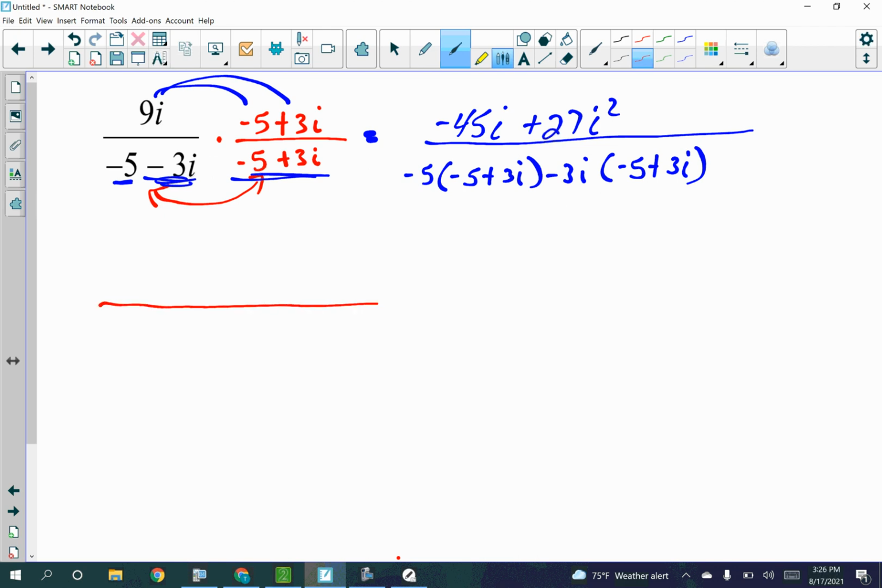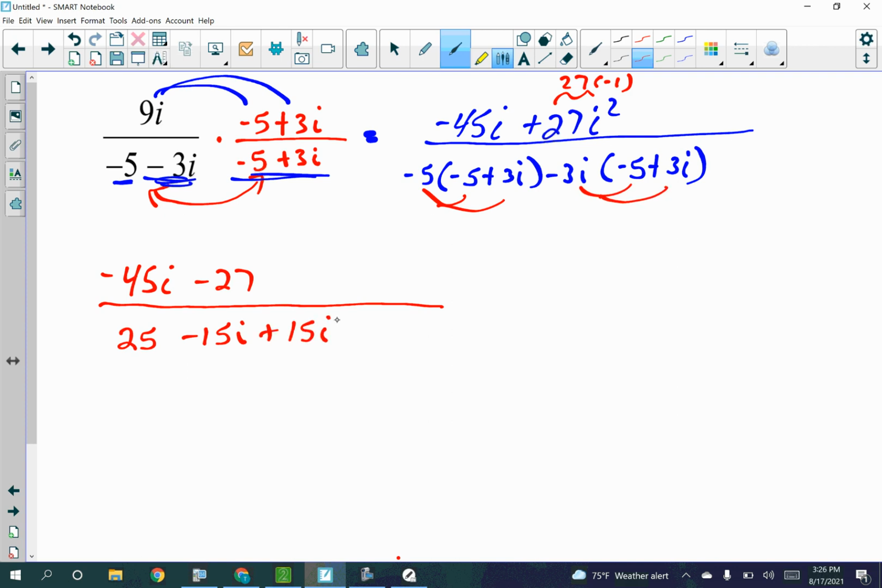So let's kind of draw this. And we've got negative 45i. And let's just go ahead while we're here. That's 27 times negative 1, which would be negative 27. So we went ahead and took care of some of the stuff up top, but let's finish on the bottom. Okay, so that's 25 minus 15i plus 15i minus 9i squared.